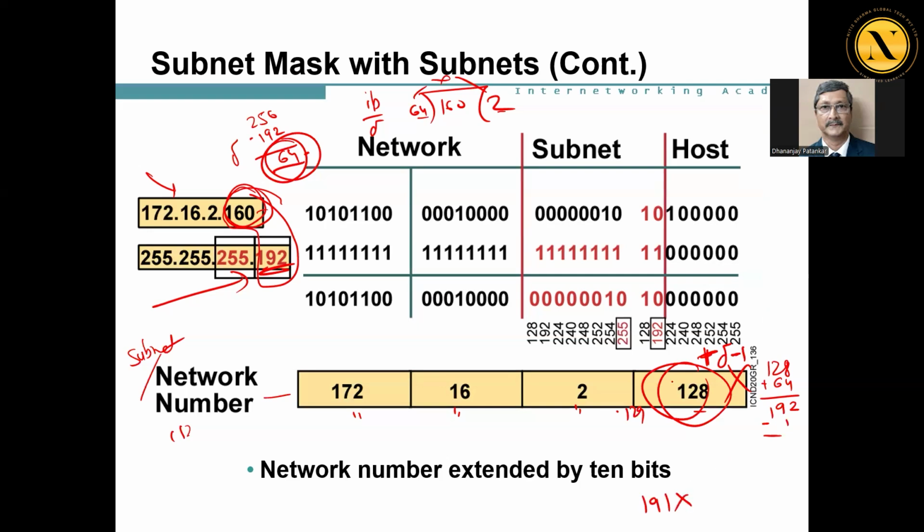You can't use this. You can't use this. First is 129. Last is 190. Total is how much? 2 raised to power. How much is delta? 64. 2 raised to power 2, 4, 8, 16, 32, 64. Minus 2. 62 hosts. Are they 62? Yes, including both. Yes, they are 62. Correct?